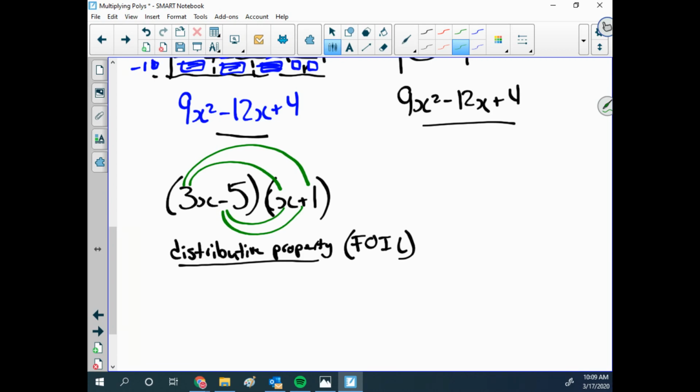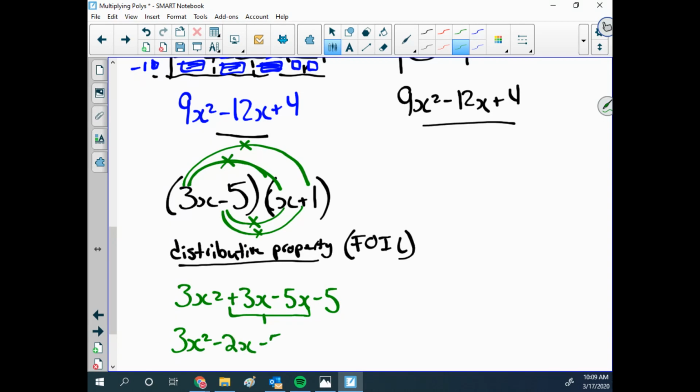So when I do that, I can just follow this out. So 3x times x is 3x squared. That's this one. 3x times 1 is plus 3x. -5 times x is -5x. And -5 times 1 is -5. So once I've multiplied everything out, all I need to do to have my final answer is combine my like terms. So 3x squared minus 2x minus 5.